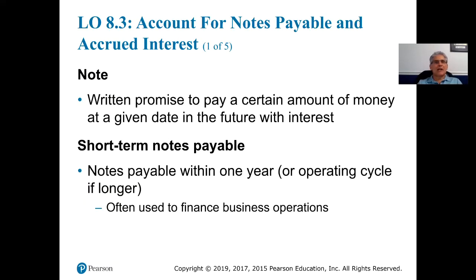Learning objective 8.3: account for notes payable and accrued interest. A note is a written promise to pay a certain amount of money at a given date in the future with interest. A short-term note payable is a note payable that is due within 1 year. This is often used to finance business operations.